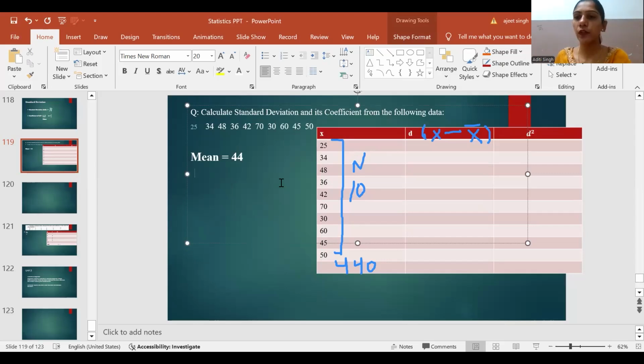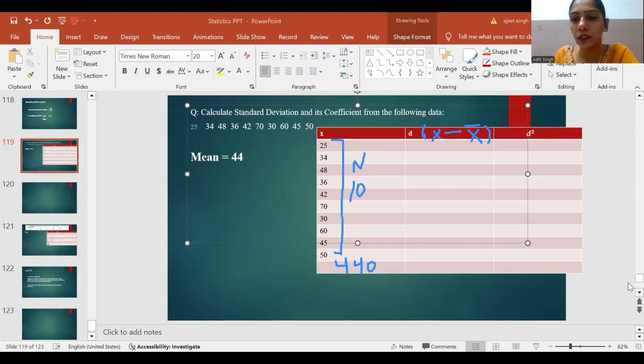So now what we have to do? We have to subtract x minus x bar. So these values: 25 minus 44, 34 minus 44. So this is how we calculate the value of x minus x bar. Now let's first calculate all the values.